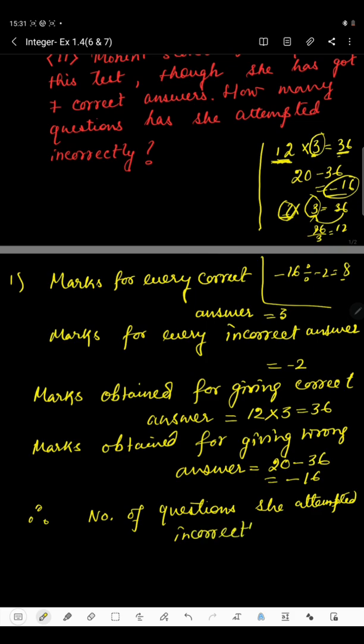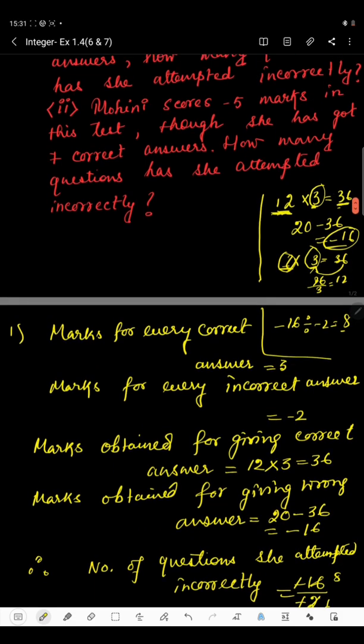So to find the number of questions, we will have to divide the score she has obtained by giving wrong answers, and for each question, for giving one wrong answer, you will be getting -2. Now minus minus will be cancelled. So 2 ones are 2 and 2 eights are 16. So 8 questions she has given incorrectly.